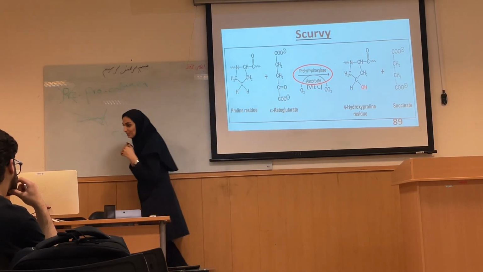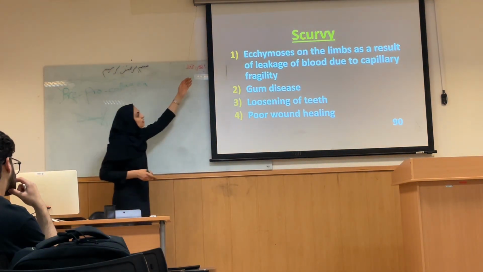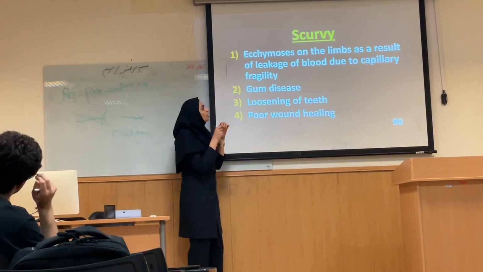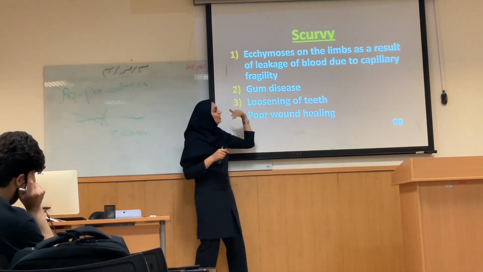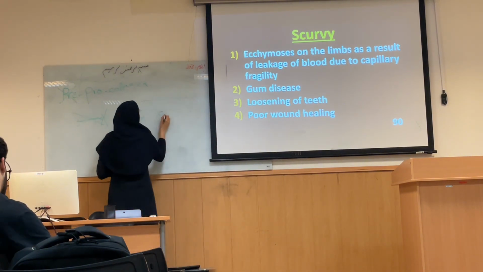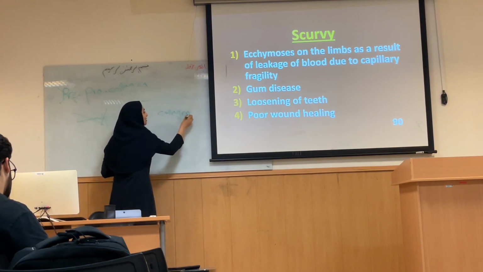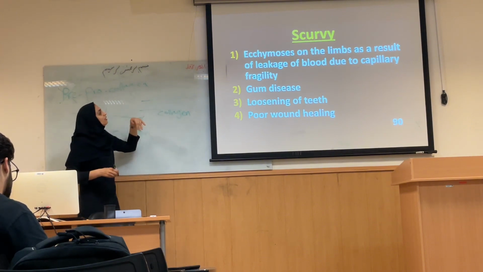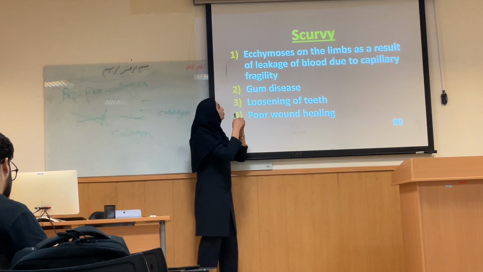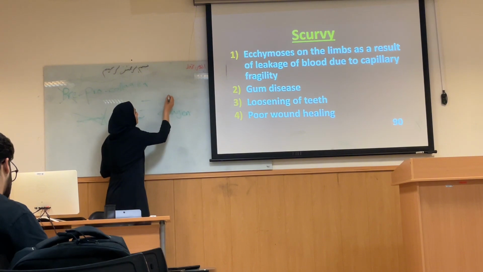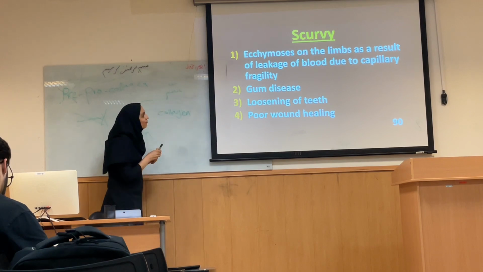Okay? What is happening? We will have some ecchymosis on the limbs. For example, in the hands and in the legs, there are some petechiae and ecchymosis because of fragility of capillaries. The capillary wall is full of collagen. I told you it is a structural protein. Because of the deficiency in collagen, the capillaries start to break. They are fragile, and after that the blood will penetrate under the skin. Okay? And we have ecchymosis.